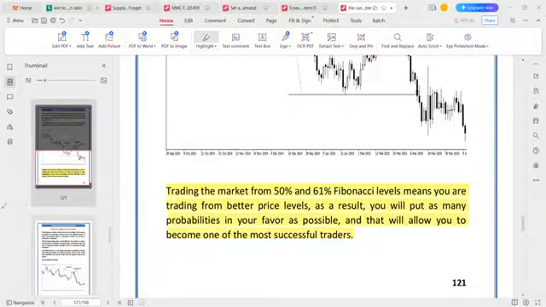Let me zoom in. Okay, so I ran our FIB from the lower low to the high, then price retraced. Again, what do you see? This is the 50 level. This is the 61 level. Soon as we touch the 61 level, we're rejected with a variation of a pin bar candle, right?